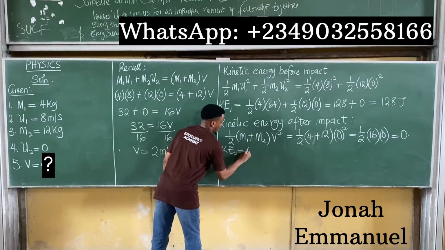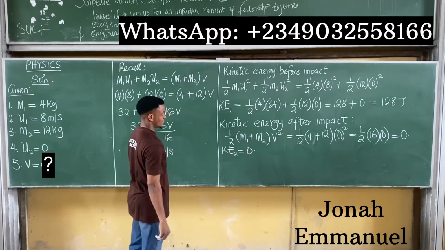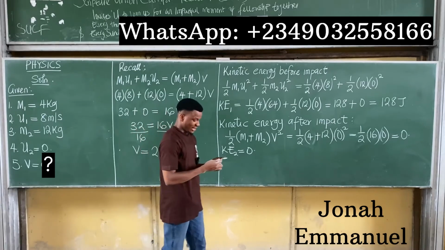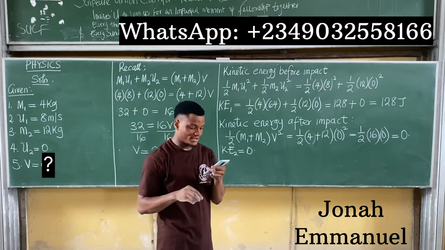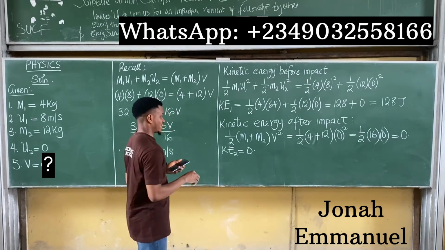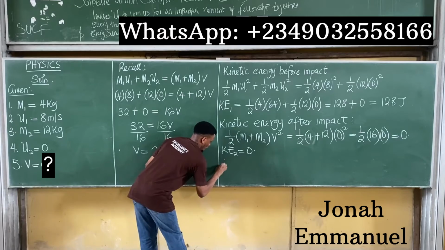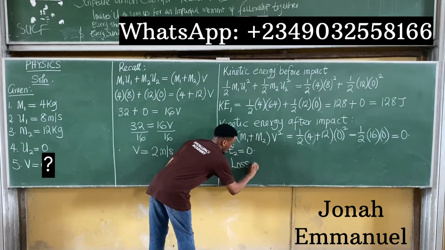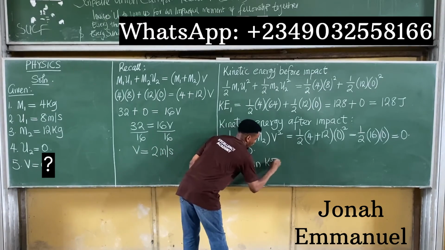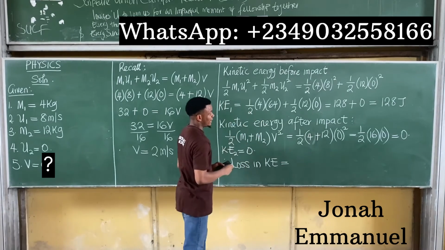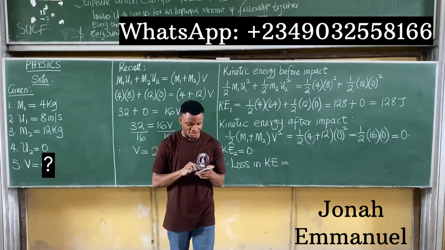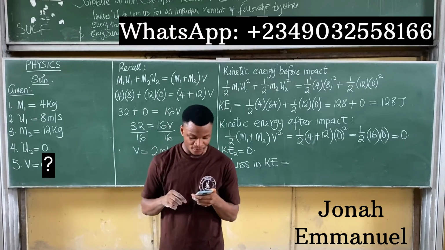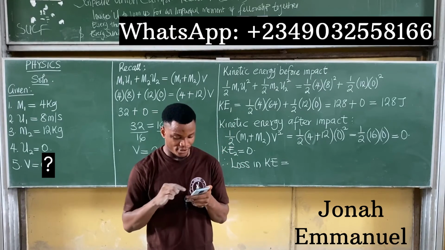KE2, that's the kinetic energy after impact, is 0. The question was to find the loss of kinetic energy. So the loss in kinetic energy will be equal to the kinetic energy before impact minus the kinetic energy after impact. So I have the kinetic energy before impact.